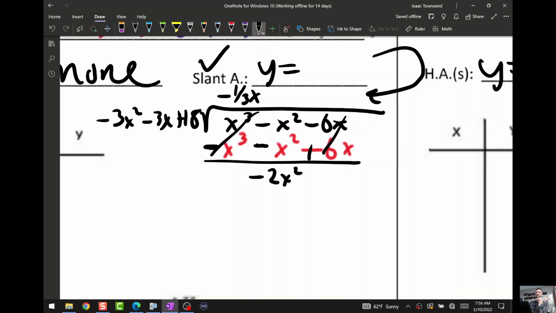And if you can keep going, you've got to keep going. So it looks like we could go one more time. So we've got to think of the thing times negative 3x squared that gives us negative 2x squared. So again, split it up. Usually you don't have fractions like this, but that's okay. It's good practice. So should this be positive or negative? Positive times a negative is negative.